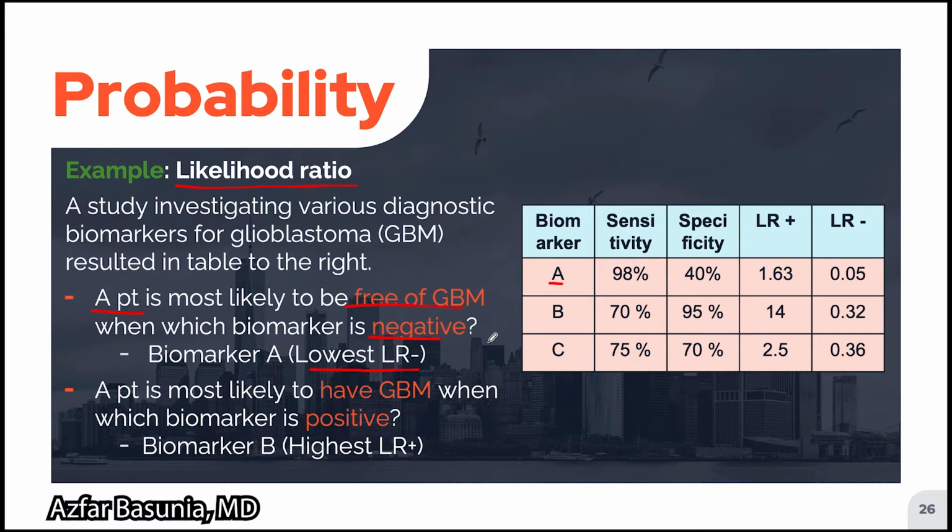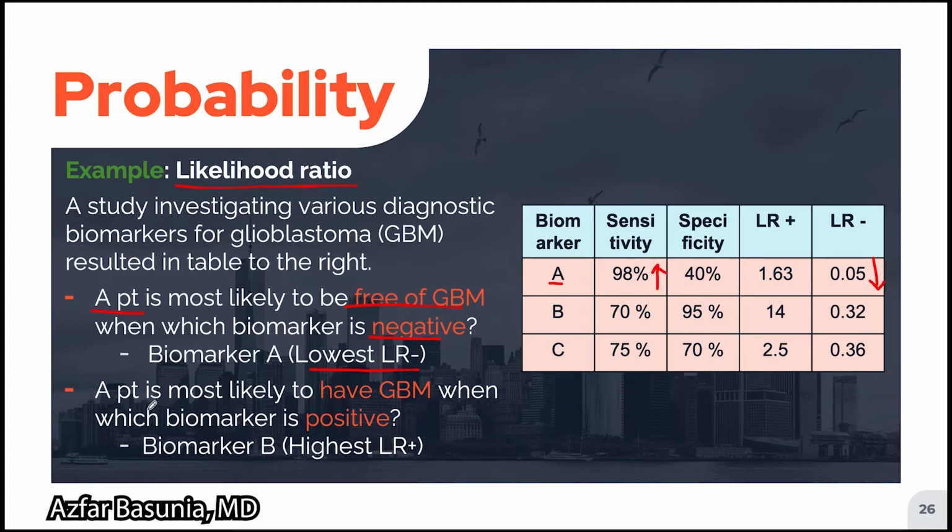Note that the sensitivity and the specificity of the biomarkers can also serve as useful hints. For this question, we're basically asking which biomarker is the best screening test for glioblastoma. Thus, we're looking for the biomarker with the highest sensitivity, and that also happens to be biomarker A. This is not surprising, as we discussed in the previous slide, that the lower the negative likelihood ratio for a test, the higher the sensitivity for the test.